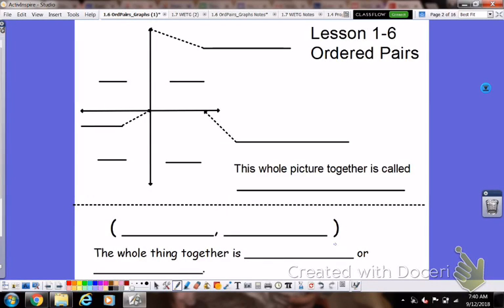Alright guys, here we go with lesson 6 from chapter 1. Lesson 6 is about ordered pairs and relations. So first we're going to start with some vocab. We're going to start by labeling this image here.